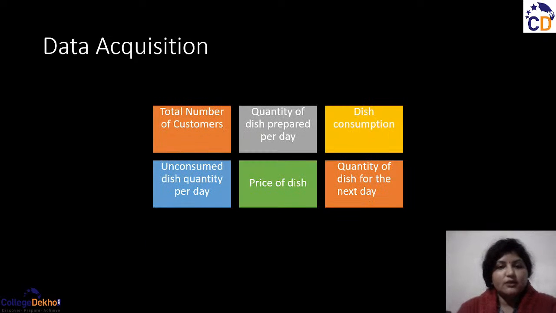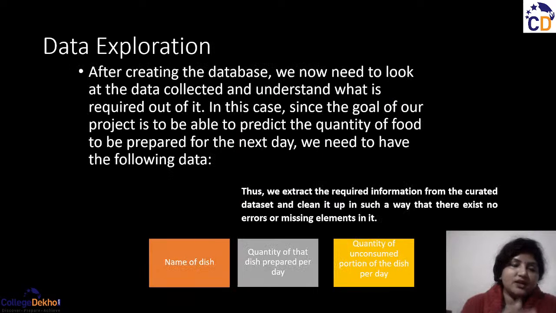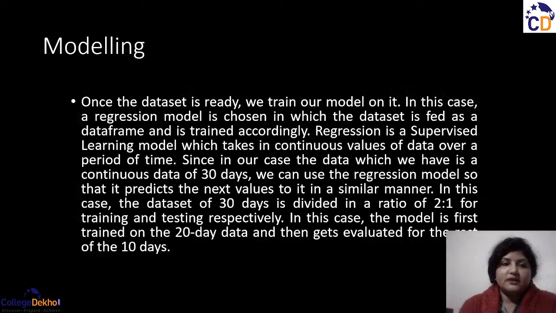How is it possible? You have identified there are 6 factors. Now from these 6 factors, we need to select only those factors which are directly influencing your problem. So the 3 factors identified are the name of the dish, the quantity of that dish prepared per day, and the quantity of the unconsumed portion of the dish per day. Right? Now let us move to the next part, that is modeling.